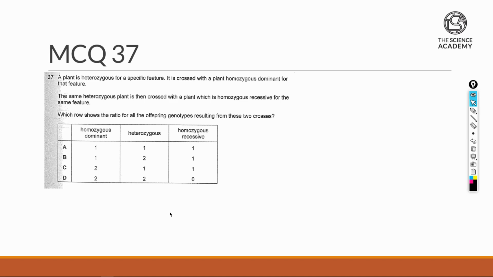MCQ 37, we'll take a look at inheritance. So looking out for words like heterozygous and homozygous is quite critical because we'll need them to craft out our genetic diagram if a ratio is actually required for the question.